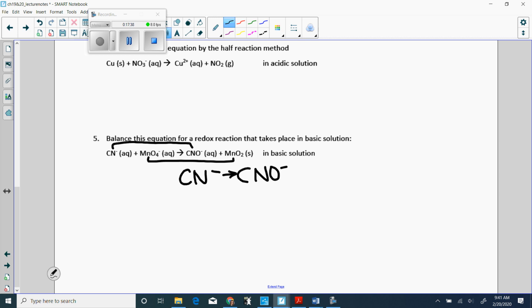Step 1, balance everything other than the oxygen and hydrogen first. I mean, that's step 2. Step 2, balance oxygens by adding water. So I need to put a water over here to the left.